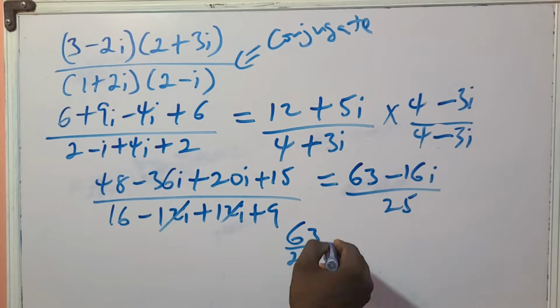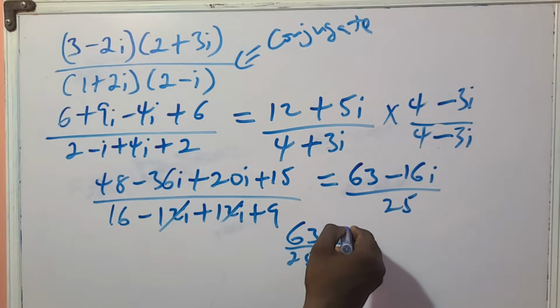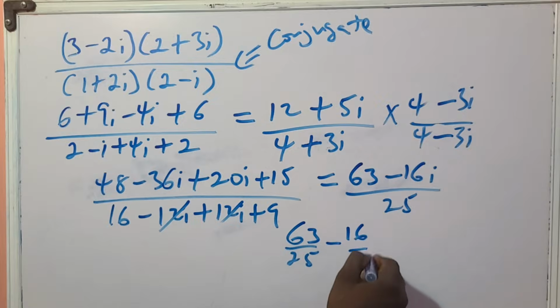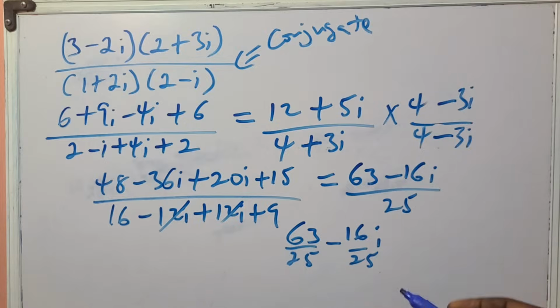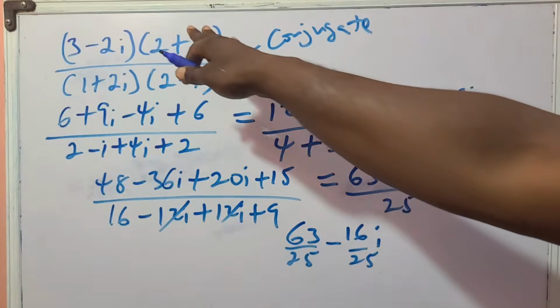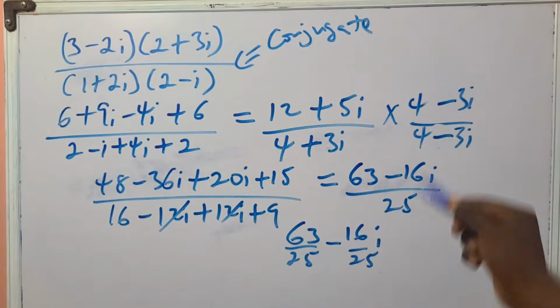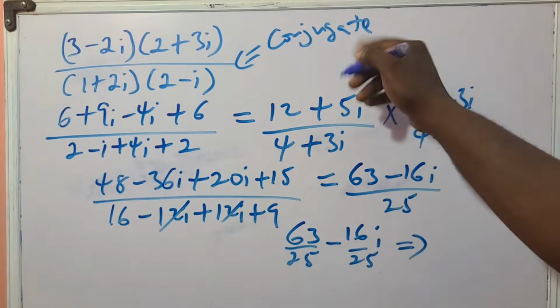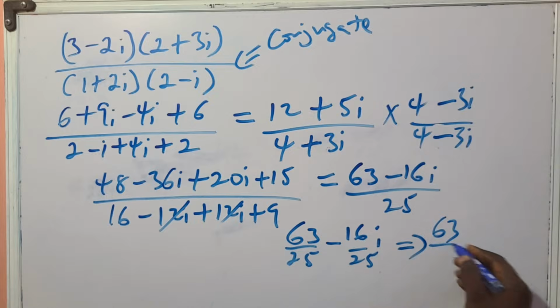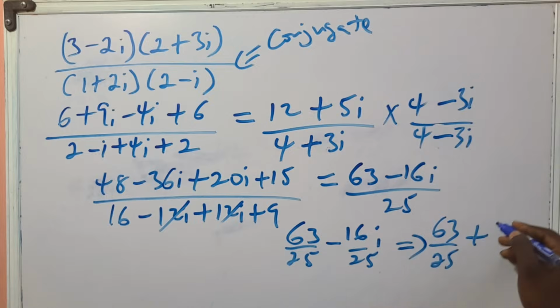minus 16 over 25i. How many of you left your answers as this? How many of you said this was your final answer? Well, this is not the final answer, because this is just the working of all these things. The final answer now is, because we're told to find a conjugate, 63 over 25 plus 16 over 25i.